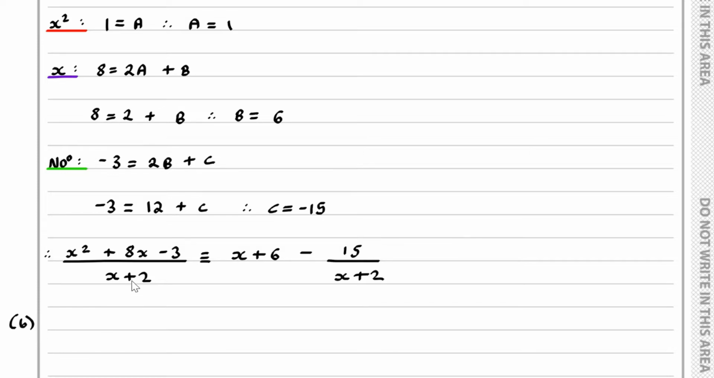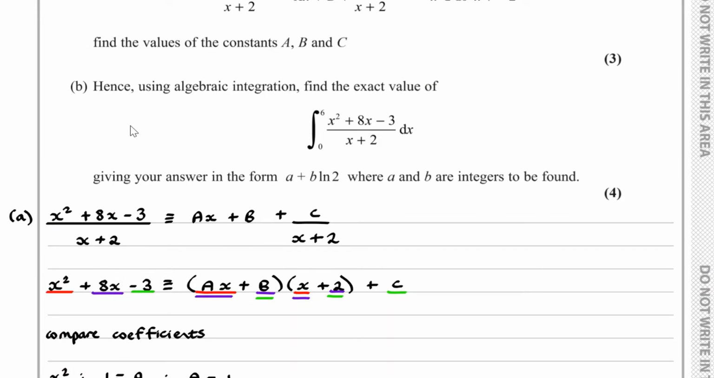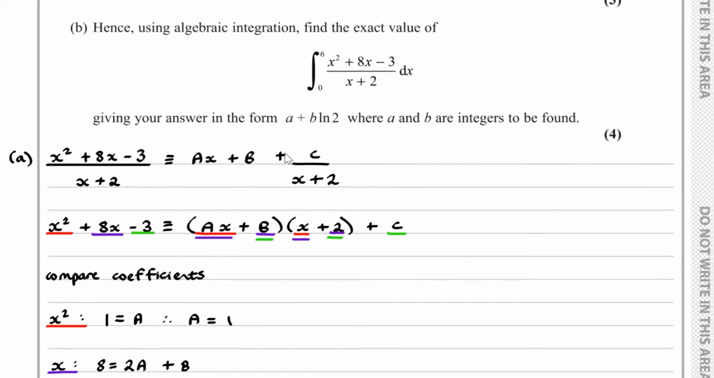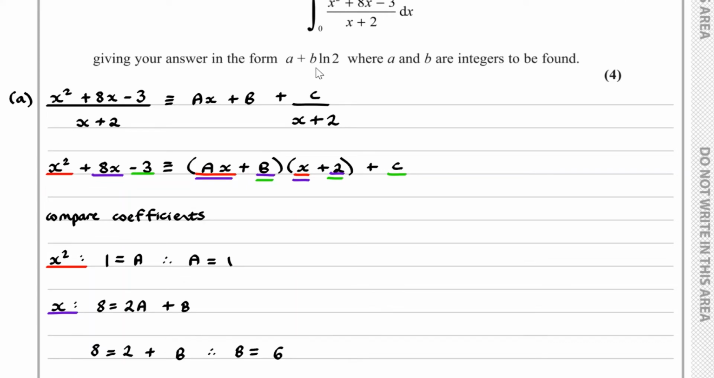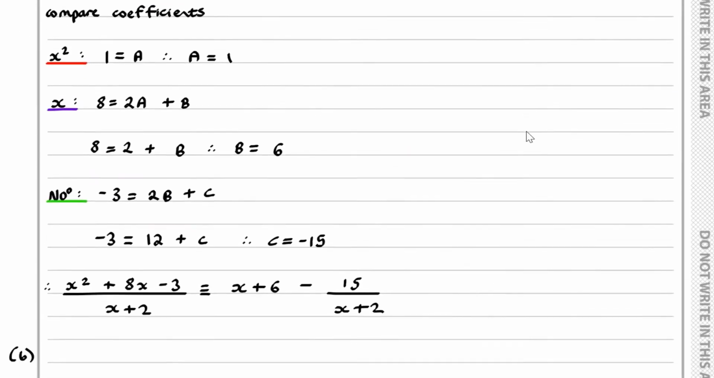For part B of the question, using algebraic integration, we have to find the exact value of the integral from 0 to 6 of x squared plus 8x minus 3 over x plus 2 with respect to x, giving an answer in the form a plus b times the natural log of 2, where a and b are integers to be found.